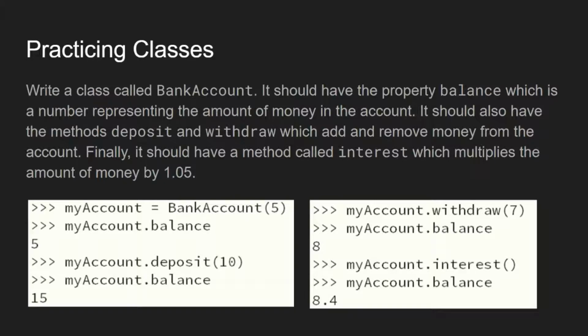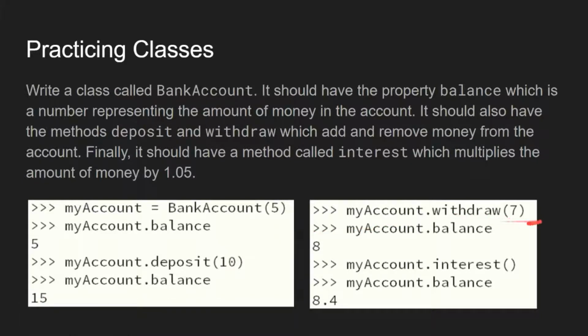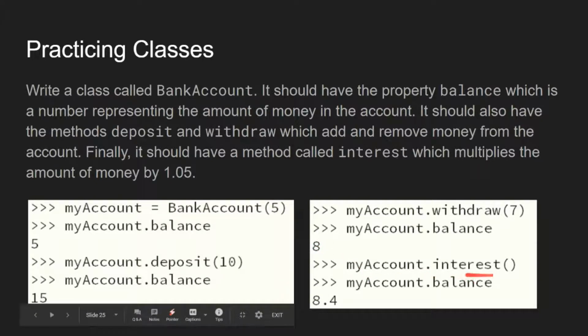So here is how I want your bank account to work. I can initialize an instance of BankAccount, my_account. I started off with $5, so my_account.balance is 5. I can deposit $10, and so 5 plus 10 is 15. I now have $15. Then I can withdraw $7, and now I have $8 left. And finally, on my_account, I can call the interest function, and then it'll multiply my $8 by 1.05 when I check the balance again.